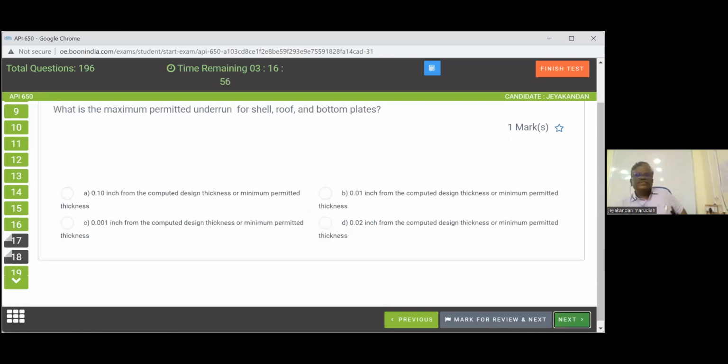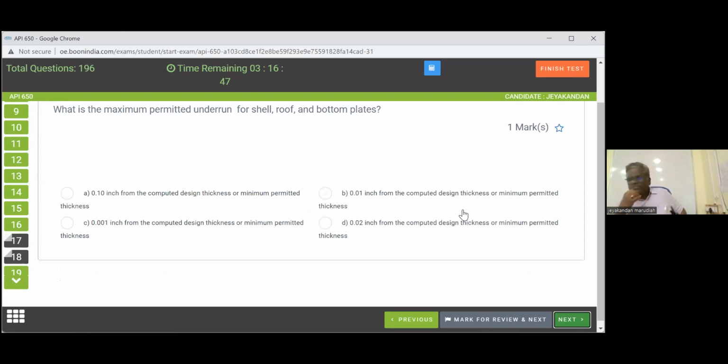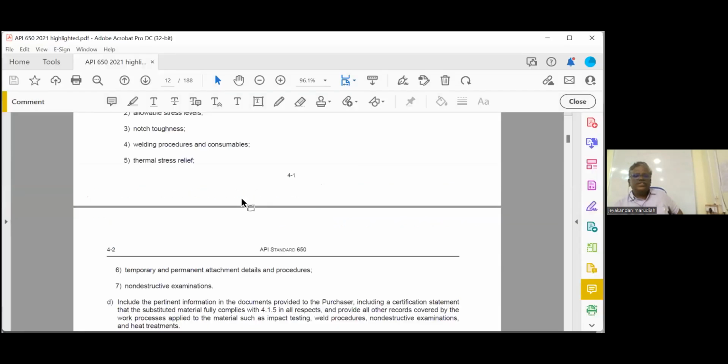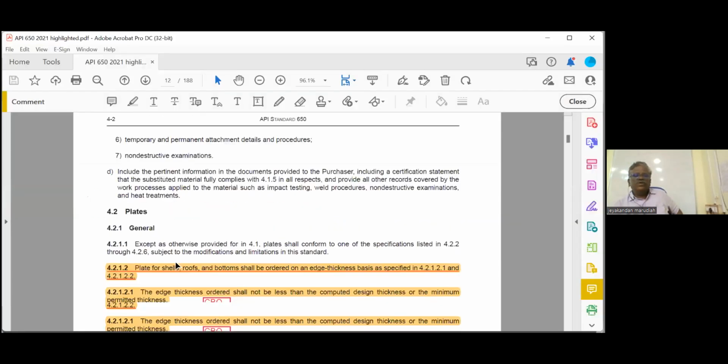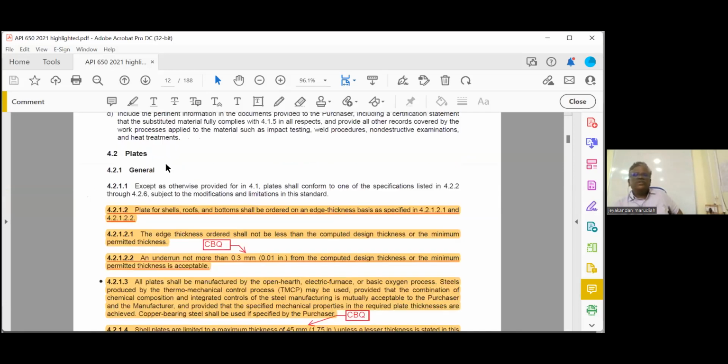What is the maximum permitted underrun for shell and bottom? So what is the maximum underrun? 0.3. Okay, check this. Which one is equal to 0.3 mm? Not more than 0.3. Which one is the correct answer? 0.01 inch from the computed design thickness or minimum permitted thickness. Where the answer is given, you can see on the next page. The underrun, 4.2.1.2.2, it is given as not more than 0.01 inch from the computed and the minimum permitted thickness.